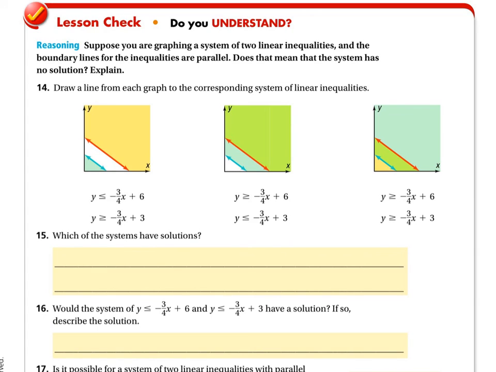Well, it's time for your lesson check and your math success. Please do both of these and bring any questions you have with you to class tomorrow.